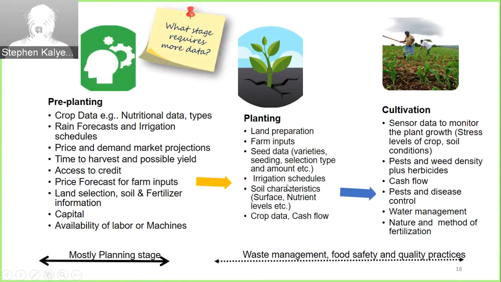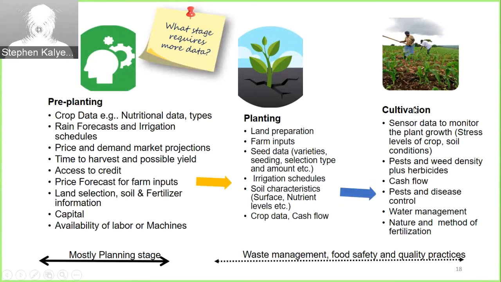All this data is collected on the farm. The soil characteristics, you have to consistently monitor the properties of your soil, because if your soil is performing poorly, don't expect to get good yields. When looking at crop data, when it comes to planting, still you have to use crop data, because along the planting stage, there are best methods to do the cropping. There are best methods to do the seeding. So all this information is found in the crop data file. The cash flow is constant throughout.